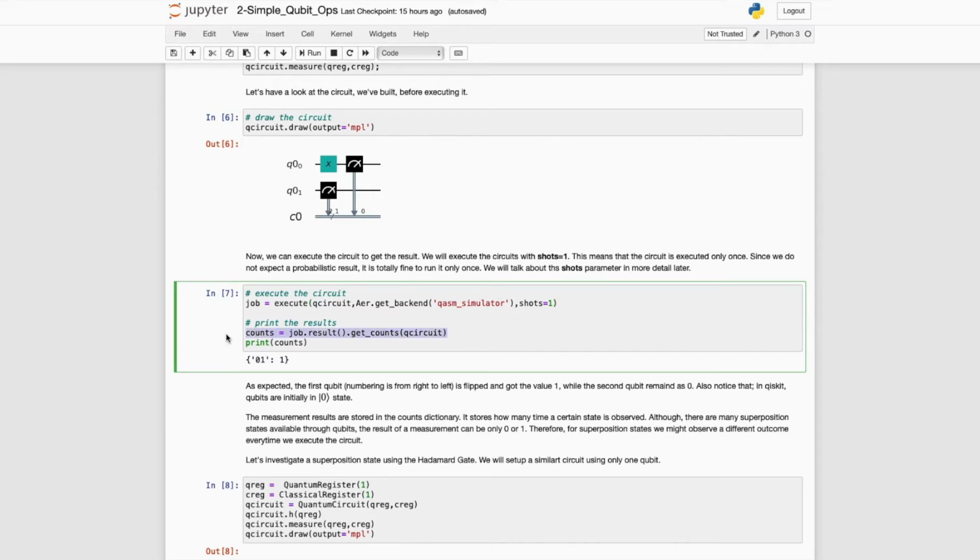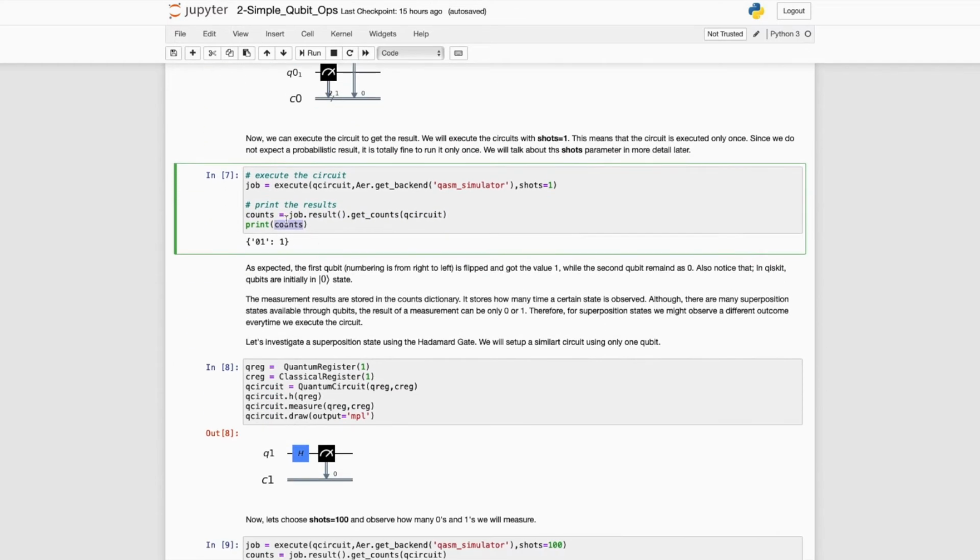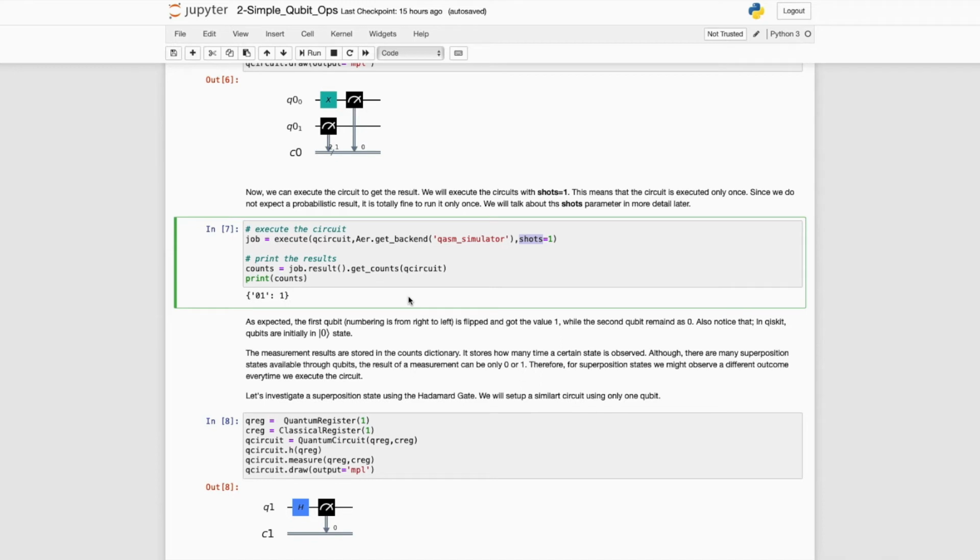Then you can get the results with this line of code and print what you got. In this counts dictionary, you will have the measurements and how many times that you measured that specific state. In our case, we are expecting only 1 measurement since we chose shots equals 1. In this case, we got 0, 1, which we were expecting since we applied a NOT gate here. In Qiskit, states start from 0. Both are 0 at the beginning. We apply X to this, and this state becomes 1, and this one stays the same, at 0.